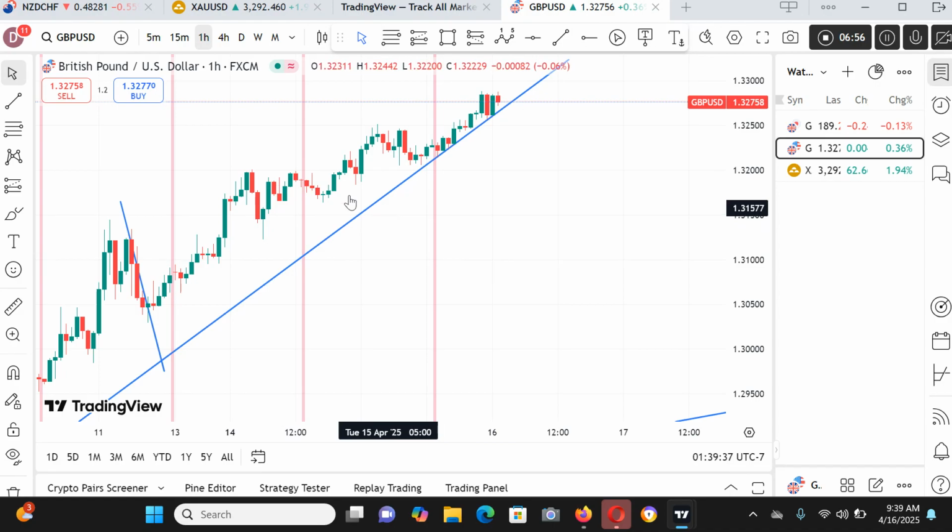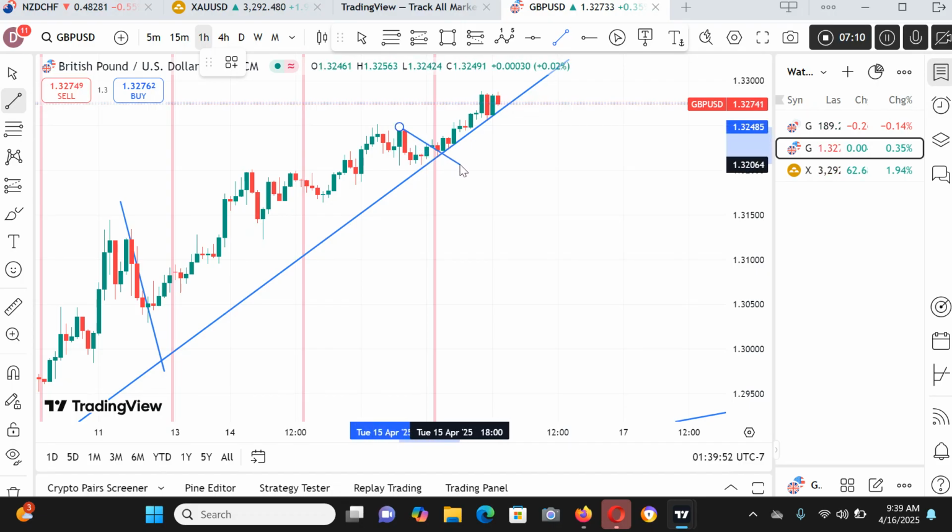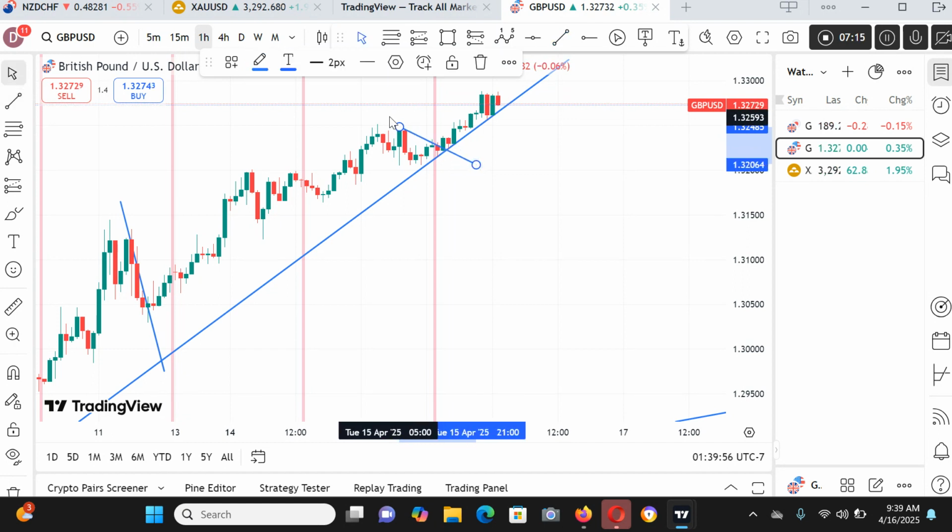We can also draw another counter trend line here for entry. On the 1 hour time frame, draw a counter trend line here. Another good counter trend line here.